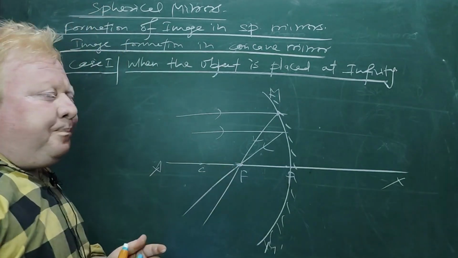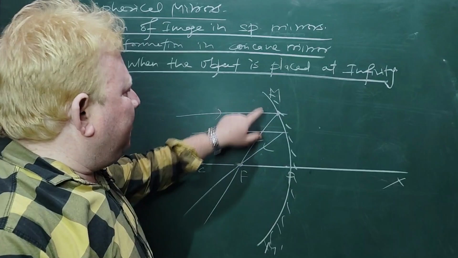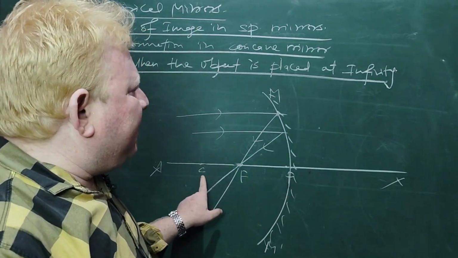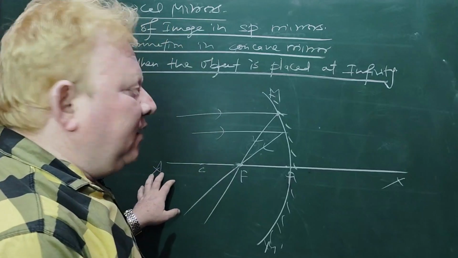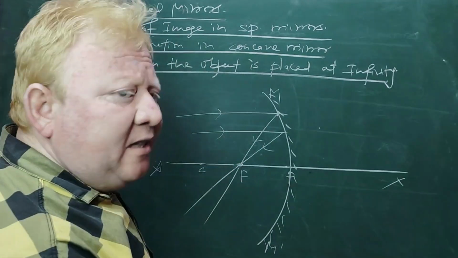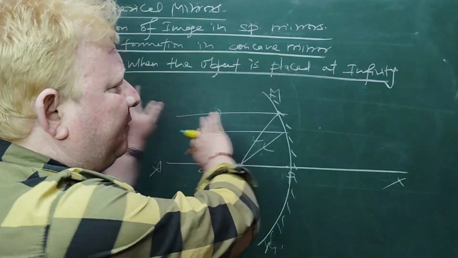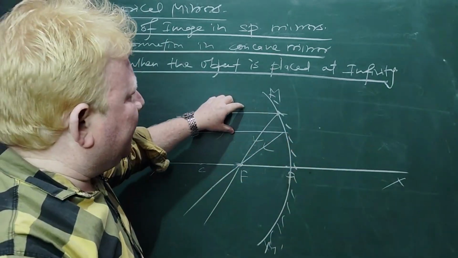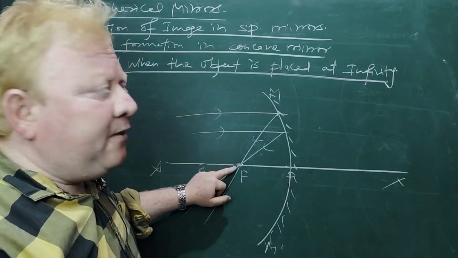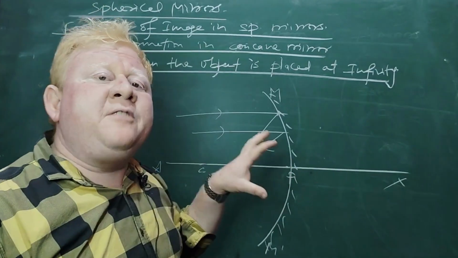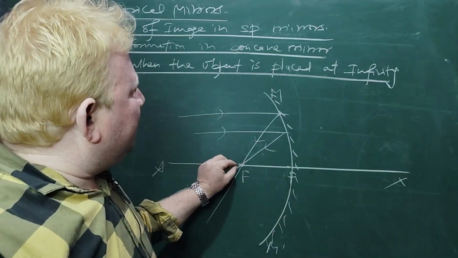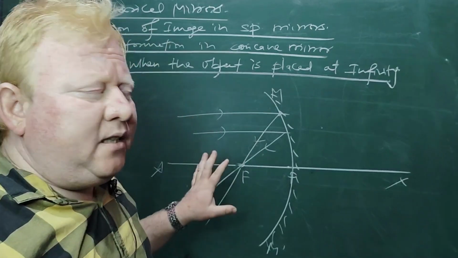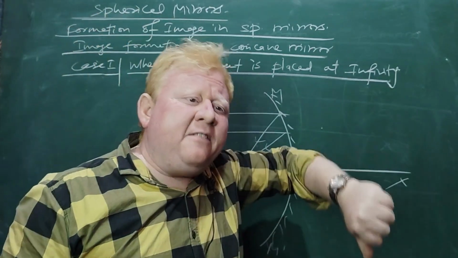Now listen, let us consider a concave mirror M dash whose pole P, focus F, center of curvature C, and principal axis XX dash. Let us suppose an object is placed at infinity and light rays are coming from that object. After reflection, both the rays meet at the focus, exactly where an image is formed. Since this is an actual meeting, this is a real image, and a real image is inverted.